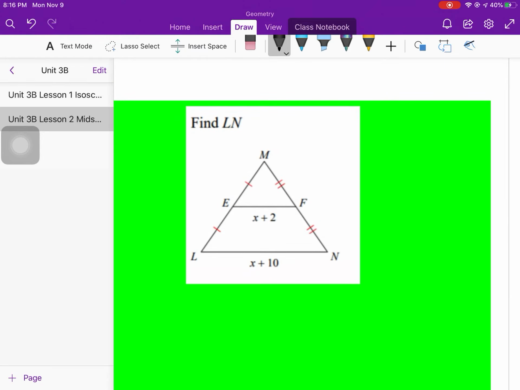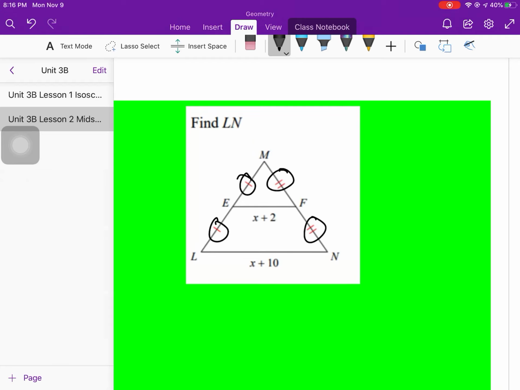Find LN. Here we know that these two are the same. These two are the same. We can conclude EF is a midsegment because of that fact. Now what we need to realize is we don't know what the midsegment value is or what the base value is. How are we going to solve for this one? What we need to remember is that the midsegment is half of the base, or the base is 2 times the size of the midsegment.